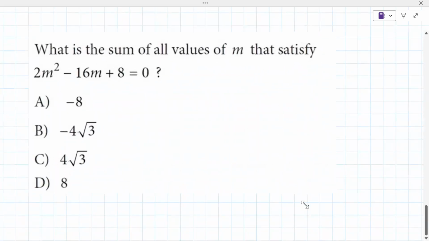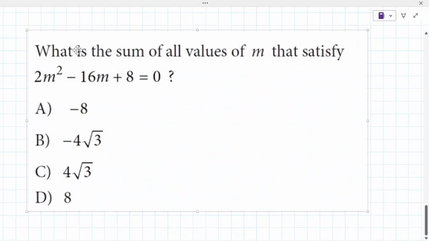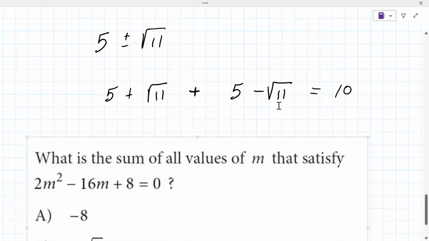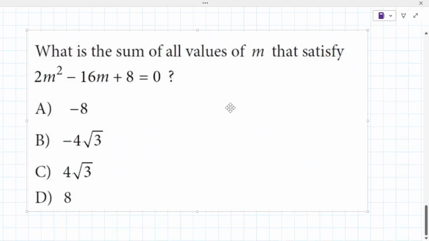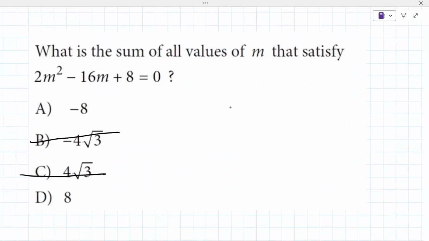Here's a problem where it asks for the sum of all values of n that satisfy the equation. So if you keep in mind what we just said, that when you add the solutions together there are never any roots, guess which answers it can never be? It can never be those two there. Now that's a really extreme shortcut, but that is something to think about. That helps you maybe on one question on the test.